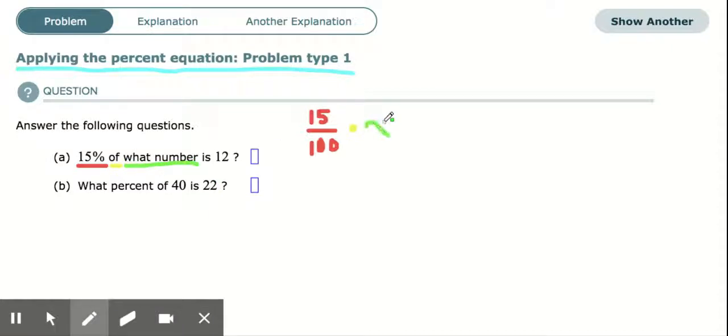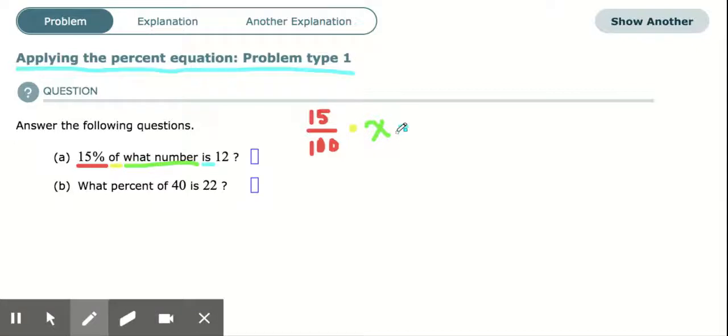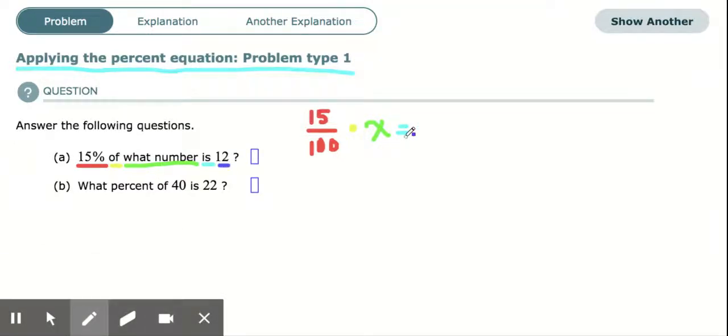So 15 over 100, or 15% of some number, x, is, remember, "is" just means equals, and 12 is what we're given. So basically you want to break it down into a mathematical equation from an English sentence. So 15 divided by 100 times something equals 12.